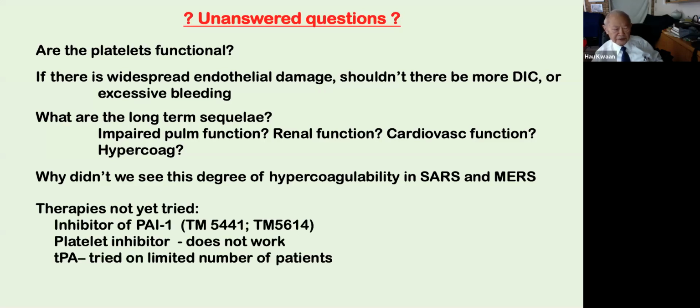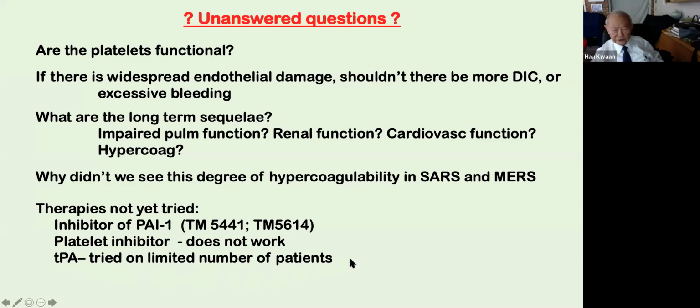There are a lot of therapies not tried. I have emphasized quite a bit the role of PAI-1 in here. There are inhibitors of PAI-1 that have not been tried. And I understand the latter one in here, the TM5614, is currently in phase 2 clinical trial, but not in COVID-19. Inhibitors of platelet function don't work. TPA has been tried on a limited number of patients by several investigators in COVID-19 with mixed results. But then one has to take note that in the lung, in the healthy person, it's not TPA, the expression is UPA.